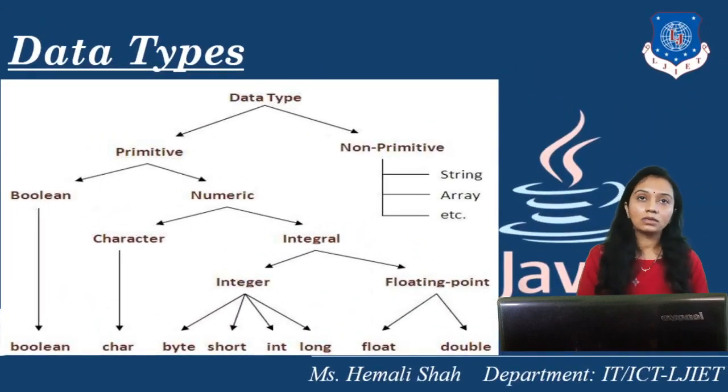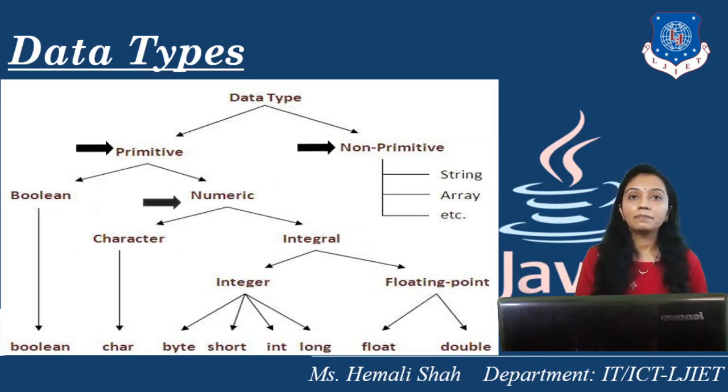Now data types. How many data types are available? In any language, two kinds of data types are available: primitive and non-primitive data types. So what is a primitive data type? Primitive means built-in data type, and non-primitive means user-defined data type, where we make the data types ourselves. Now the primitive data types are boolean. A boolean variable can only store true and false values. For that, boolean is the first data type available, starting with the letter b.